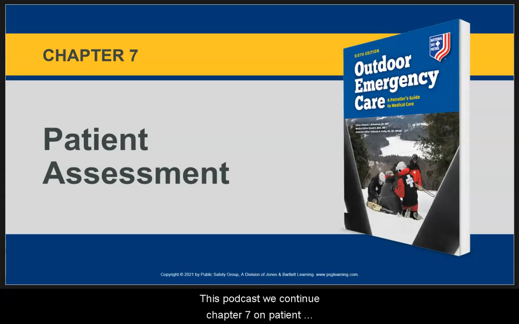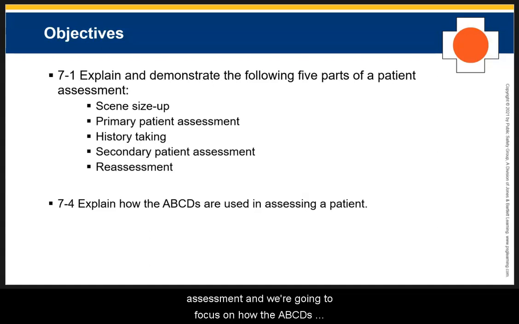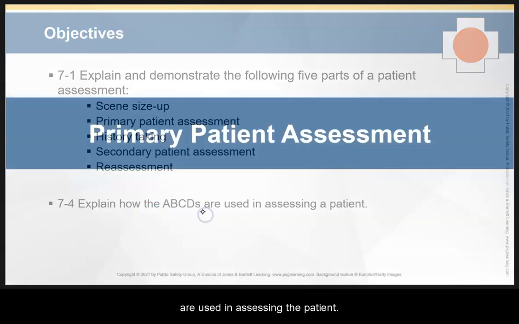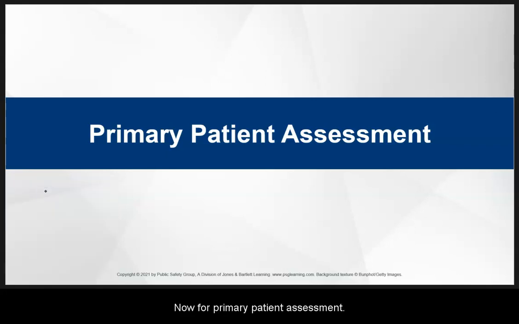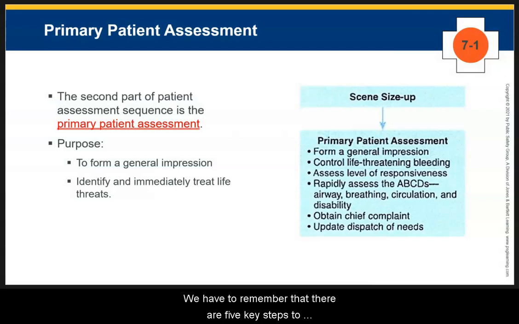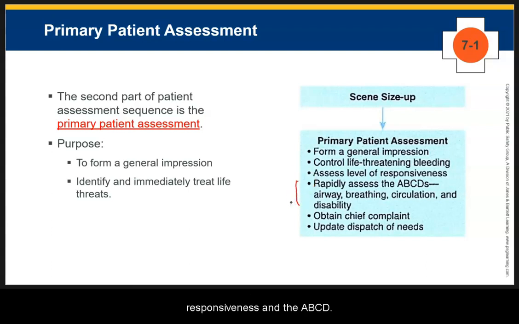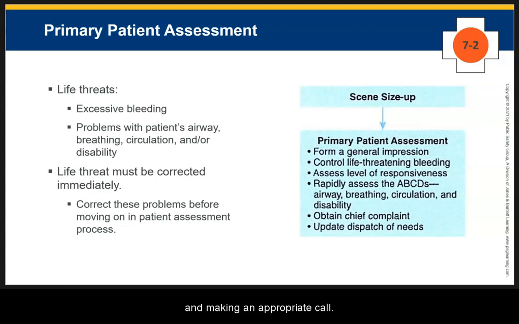In this podcast, we continue Chapter 7 on patient assessment, and we're going to focus on how the ABCDs are used in assessing a patient. Now, for primary patient assessment, we have to remember that there are 5 key steps to that: forming a general impression, controlling life-threatening bleeding, and then focusing on level of responsiveness and the ABCDs. Later, we'll talk about obtaining the chief complaint and making an appropriate call.